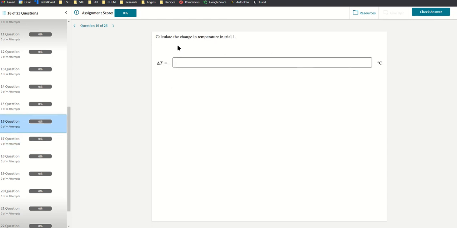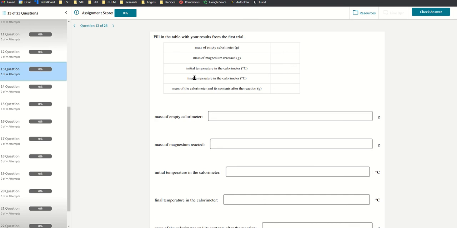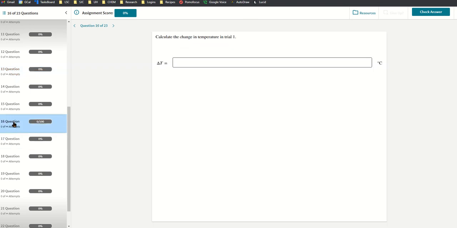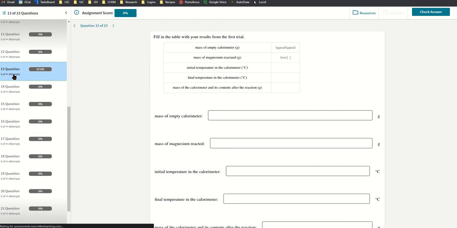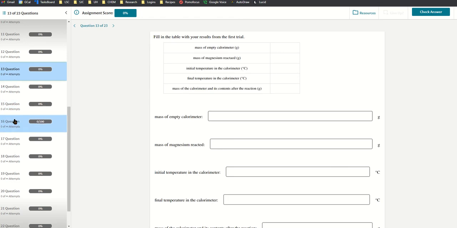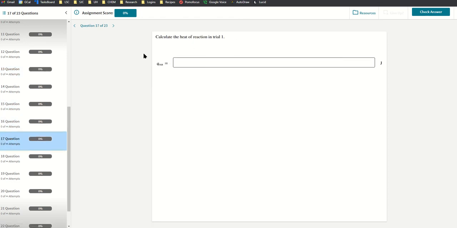And then this question, delta T, remember, you take your final minus initial, that gives you your delta T. Sorry for flipping back and forth, but I just want to show you how question 13 has everything you need there for you. And then Q of reaction.